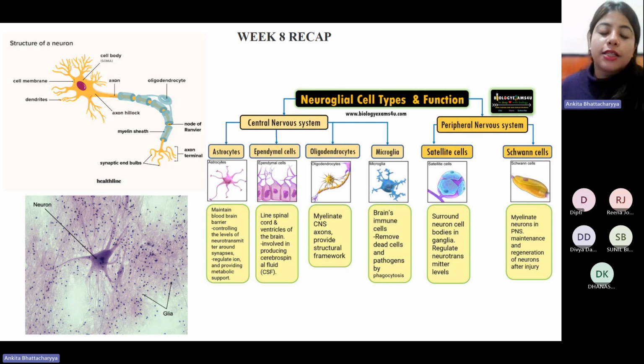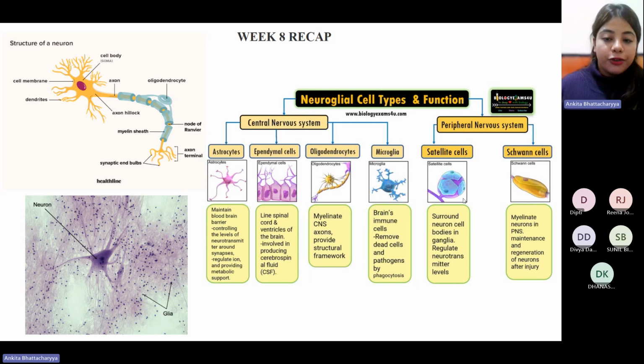For example, astrocytes maintain the BBB or the blood-brain barrier, which controls that not everything that is in circulation will be allowed to enter. They form a restrictive barrier, which controls what can or cannot enter into the central nervous system. Then come ependymal cells, which line the spinal cord and brain ventricles, and produce the CSF or cerebrospinal fluid.